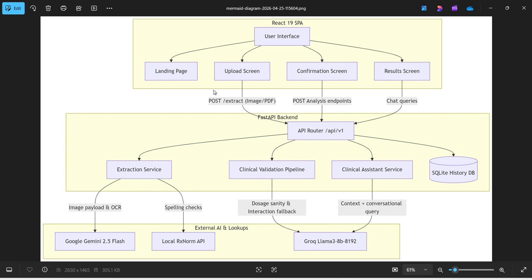With the help of the POST HTTP method and using FastAPI as the backend, it goes to the API router. Here the uploaded prescription goes through OCR and image payload processing in order to extract the correct prescription, and any spelling checks or dosage checks or anything that should be flagged or alerted to the patient is done immediately. There is also a clinical assistance service which accesses our previous medical records and answers our questions. It gives us a personalized and customized experience.